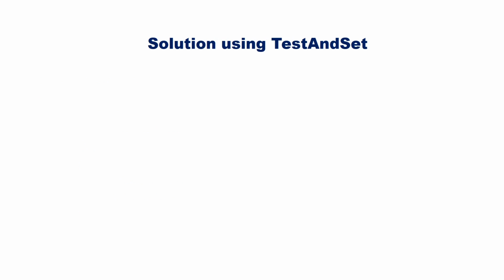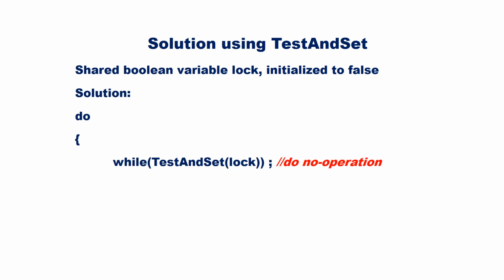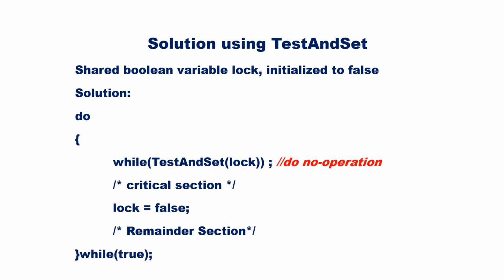On systems that support the test and set instruction, mutual exclusion can be implemented by allowing the processes to share a Boolean variable, say lock, initialized to false. The general structure of the process is given here. While test and set lock, this is the entry section, then the critical section, lock equal to false is the exit section. Any process that wishes to enter its critical section executes the test and set instruction and passes the value of lock as the parameter to it.